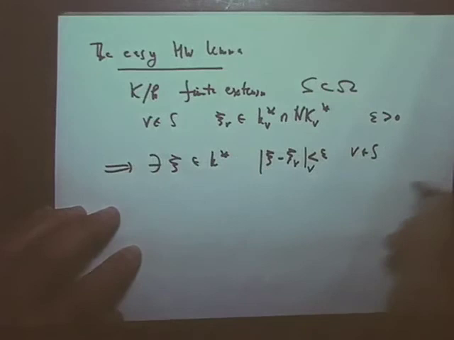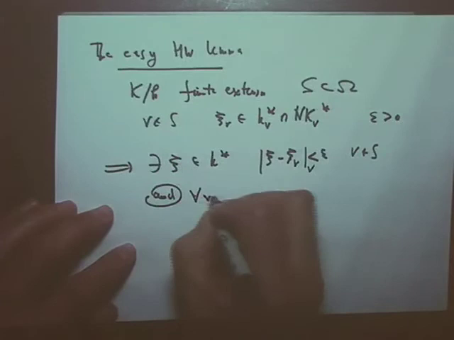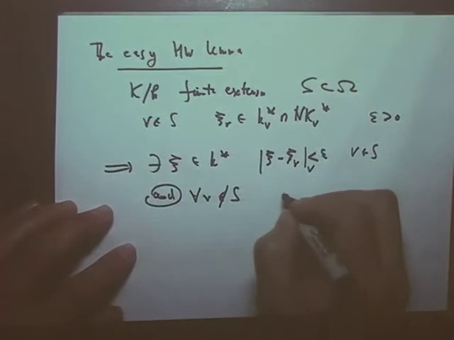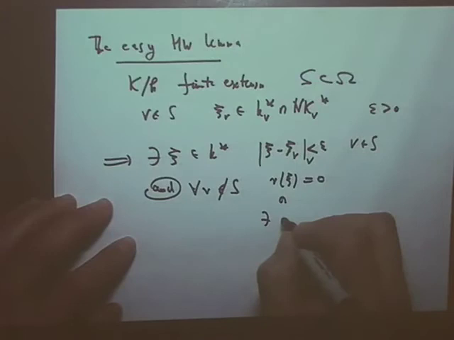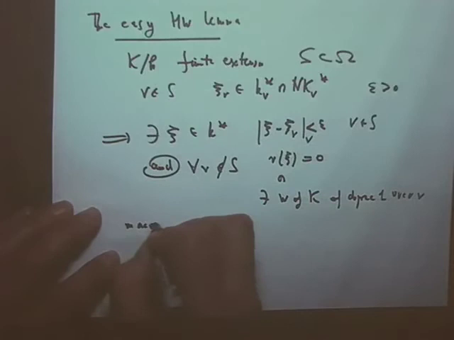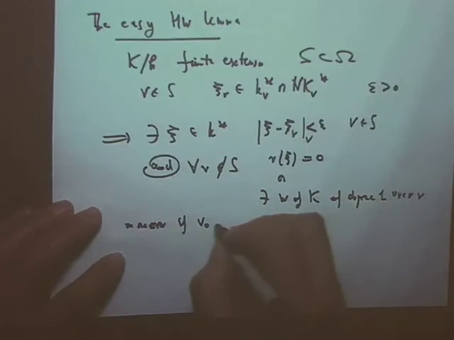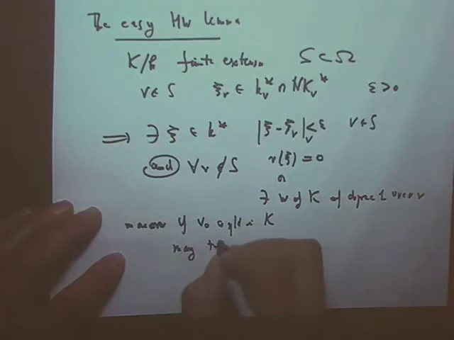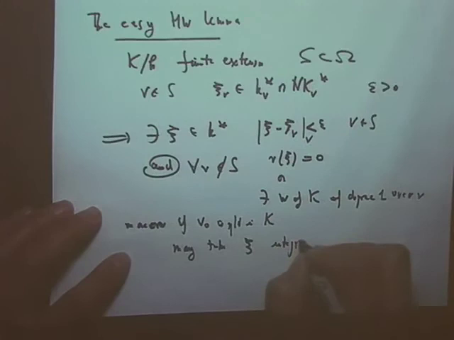And for all v not in S, either v of psi equals zero, or there exists a w of K of degree one over v. And moreover, if V0 is a place of that kind, so if V0 is split in capital K, one may take psi integral away from V0.